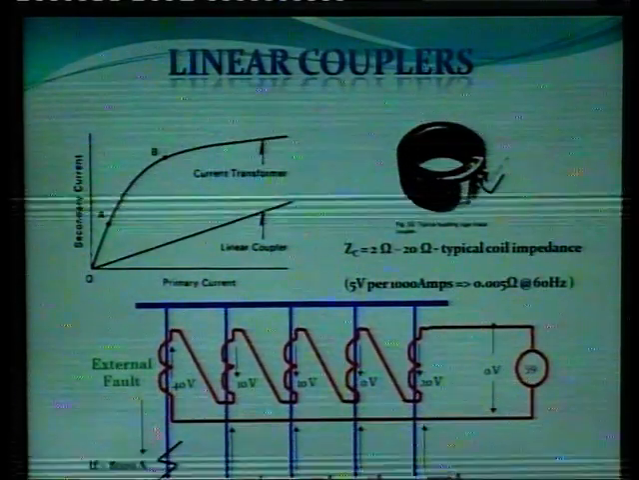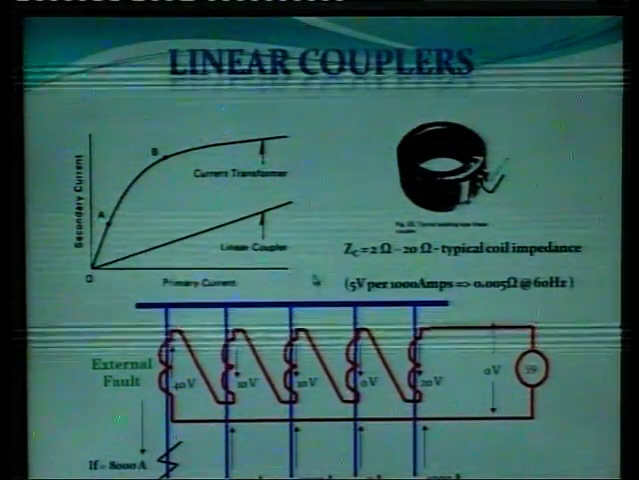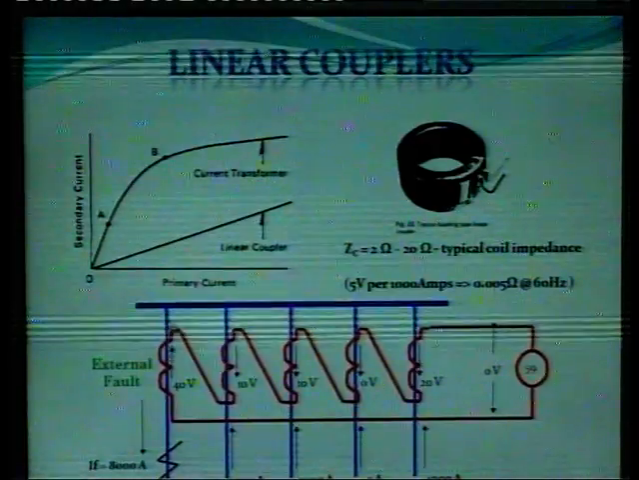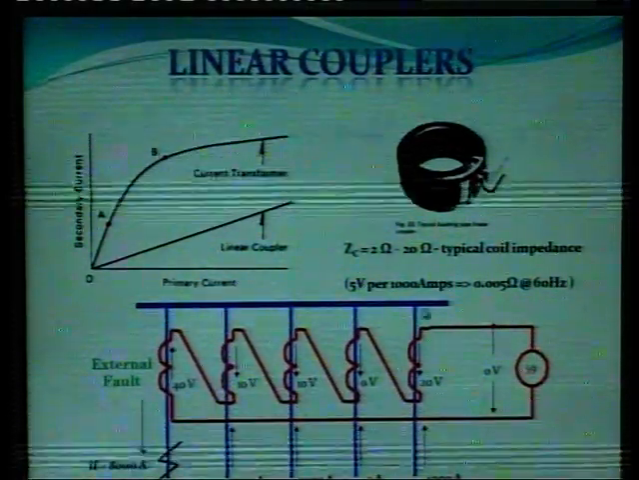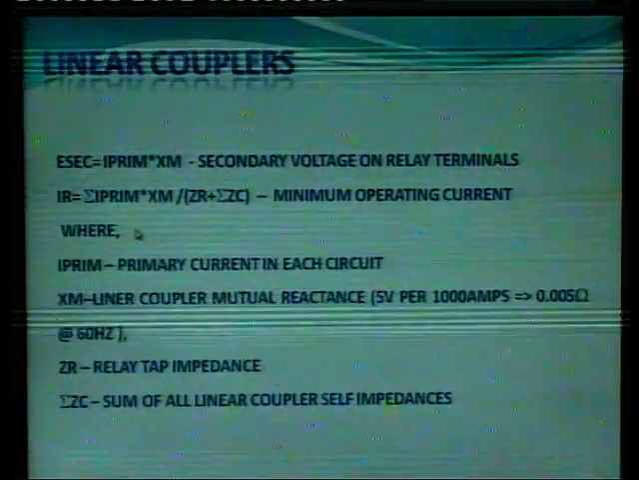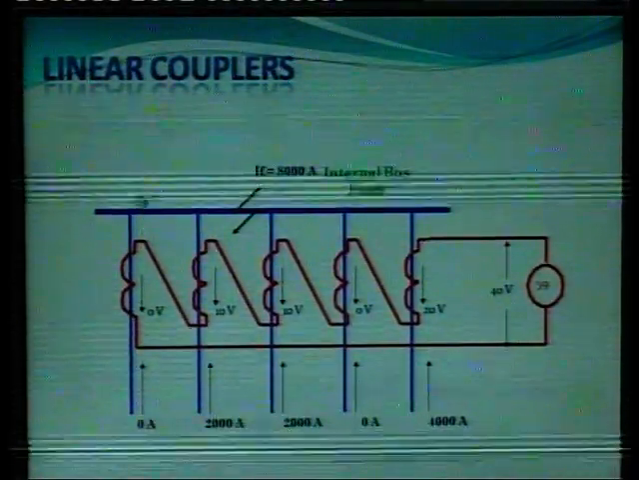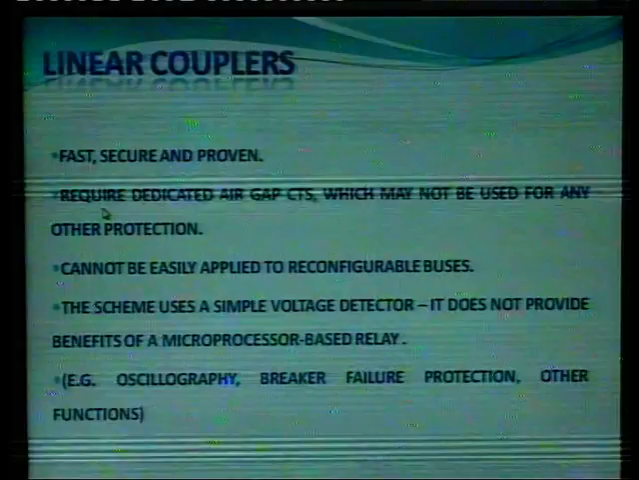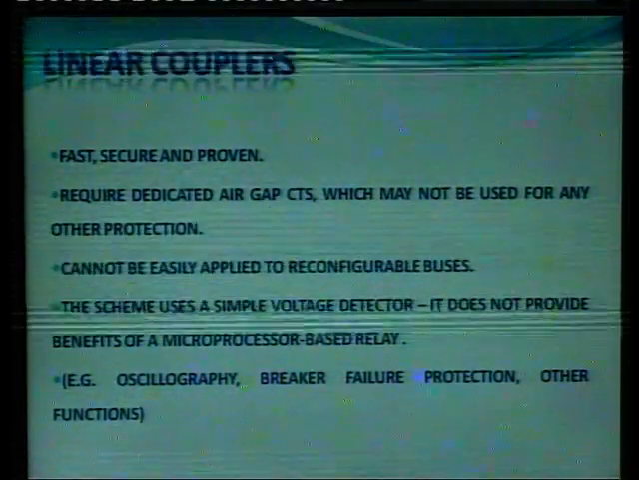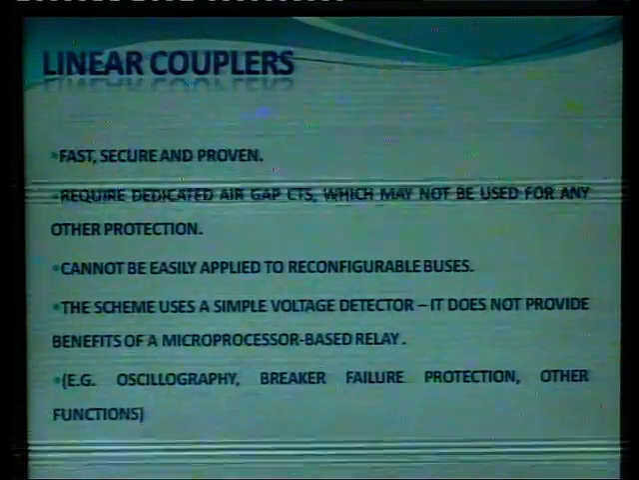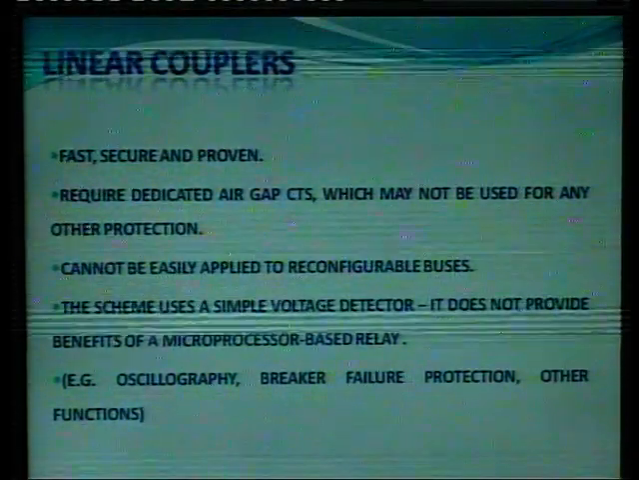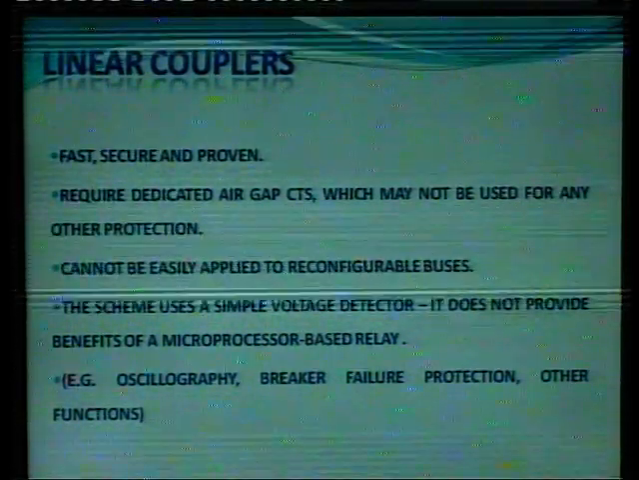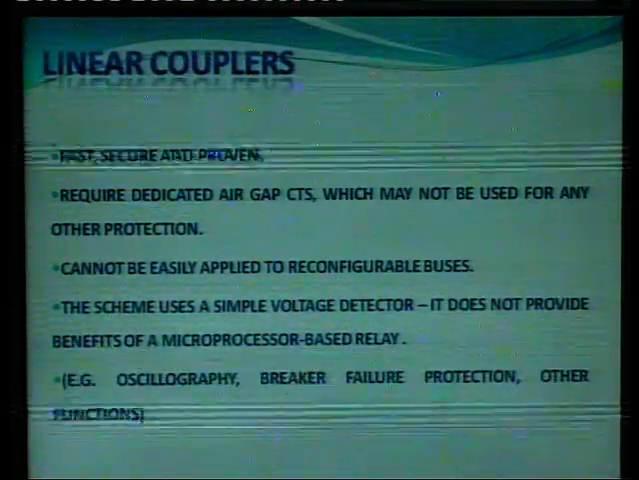The third category is linear couplers. Now these are linear couplers whose secondaries are connected in series. Linear couplers are fast, secure. They require dedicated air gap CTs which may not be used for any other protection. They cannot be easily applied to reconfigurable buses. The scheme uses a simple voltage detector. It does not provide the benefits of a microprocessor based relay.